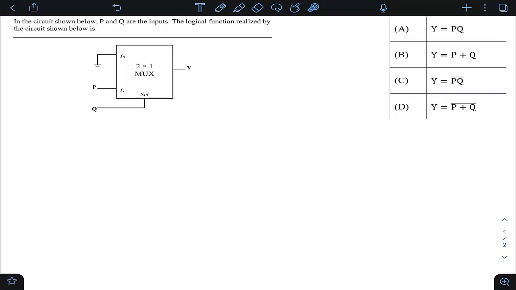This question is asked in GATE 23 of electronics. This is from digital subjects and from combinational circuit topic. The question is, in the circuit shown below, P and Q are the inputs. The logical function realized by the circuit shown below is.